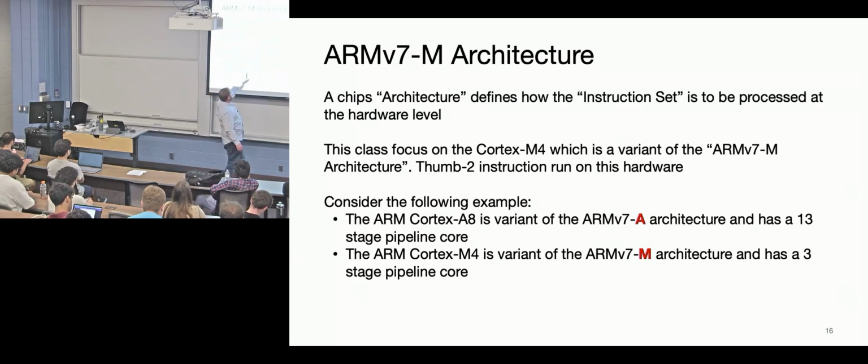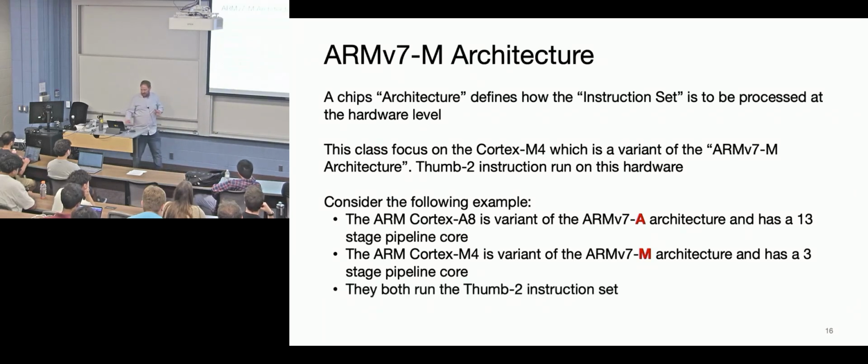It can do Thumb 2, and it's a 13-stage processor versus ours, which is a three-stage processor. So you put that together, they can both run the same instructions. It's just that each architecture chooses to implement them in a different way. So if you write code for this, it will work on all of those.